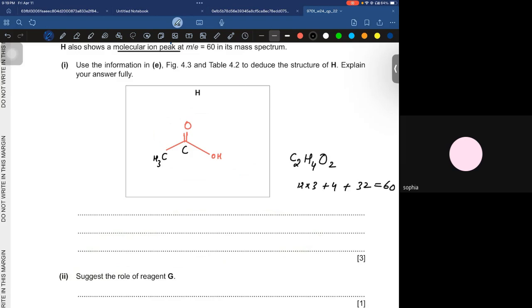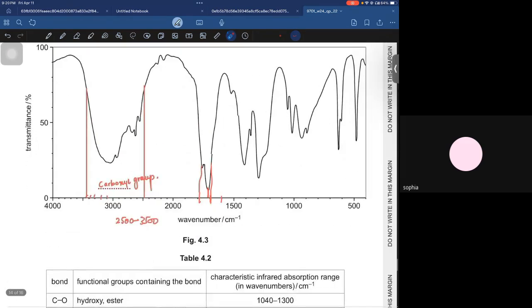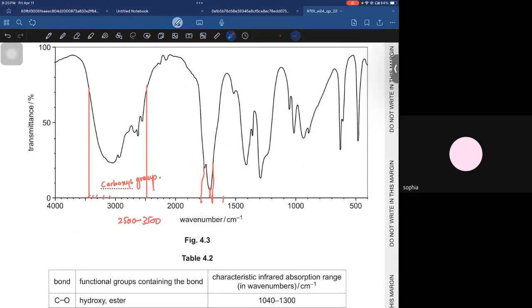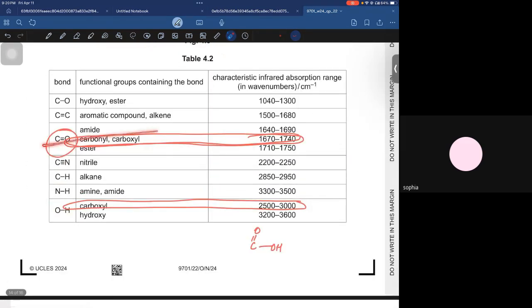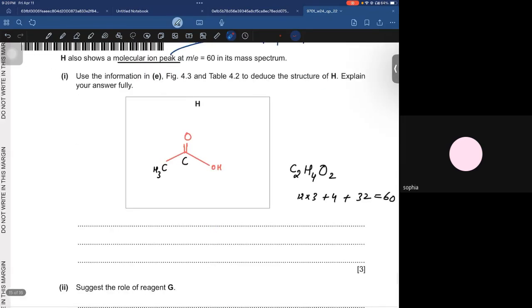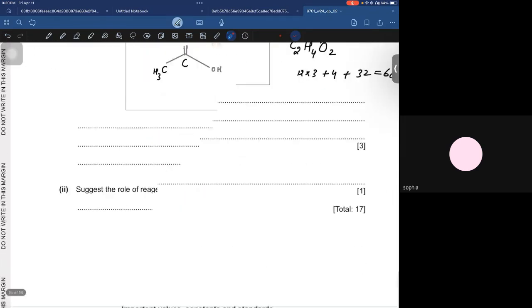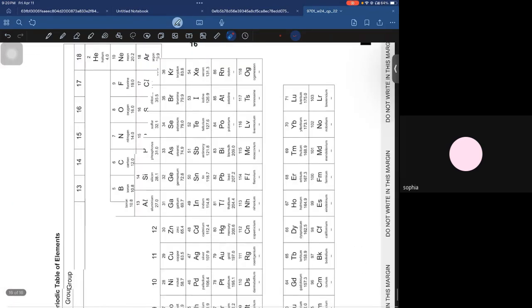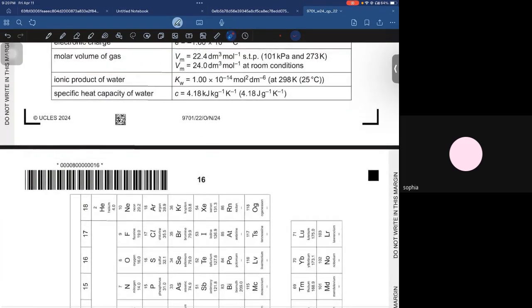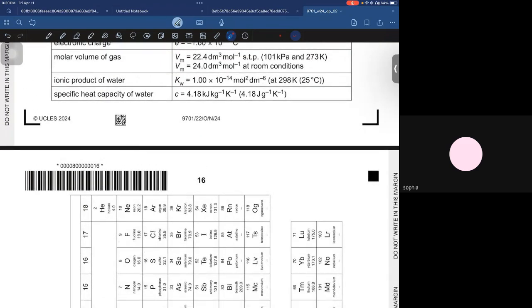Then you are supposed to mention the peak of carboxylic acid. You are supposed to write 2500 to 3500 cm⁻¹, the peak of the OH that is present in carboxylic acid. And also this peak between 1600 and 1700 is going to show that this is your carbonyl group. Hence the structure for H would be carboxylic acid. You are supposed to mention each and everything. So that's all for this paper.